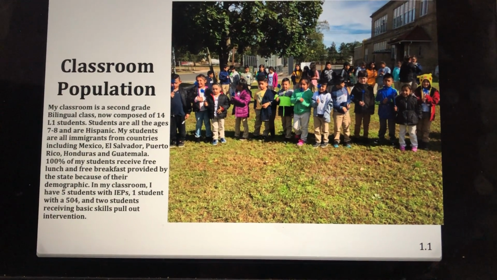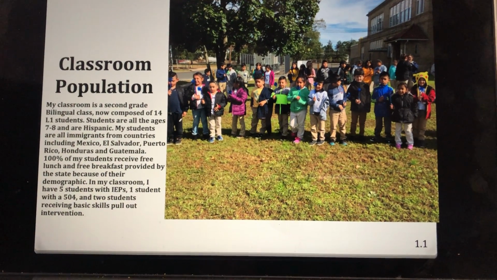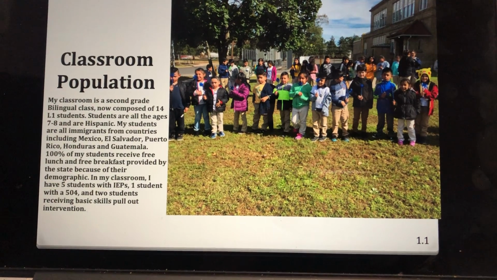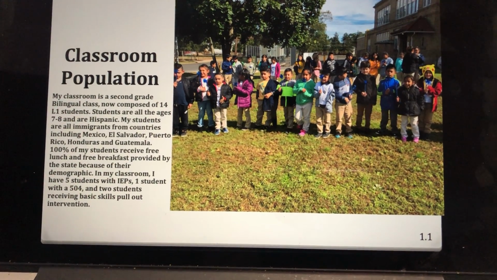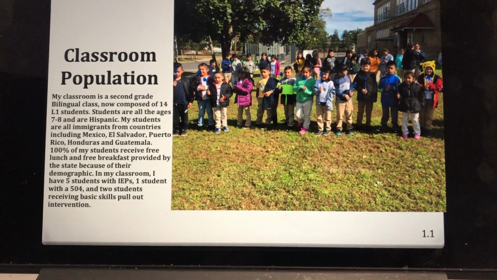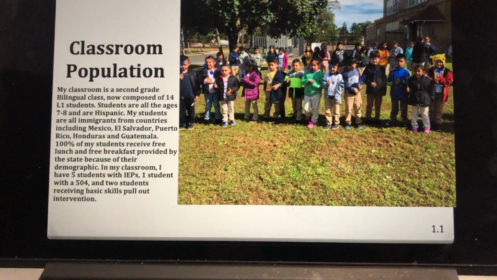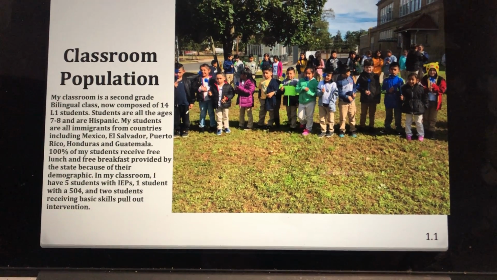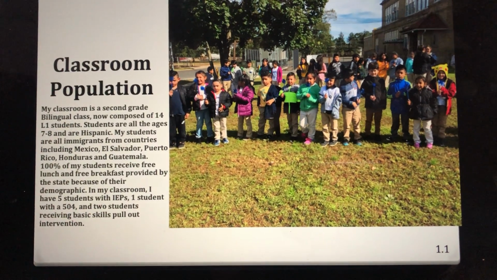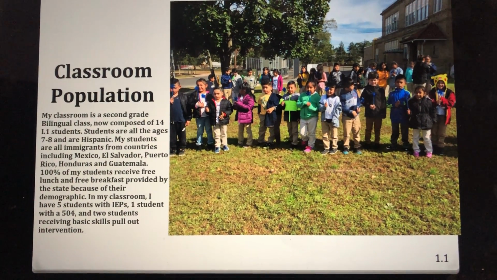My classroom is a bilingual special ed classroom, so I have five students with IEPs. One student is classified with autism. Another student is classified as OHI for ADHD, and then I have 3 students classified with a learning disability. One student has a 504 plan for hypothyroidism, so he receives modified content and extended time. And I also have 2 students receiving basic skills pull-out intervention.